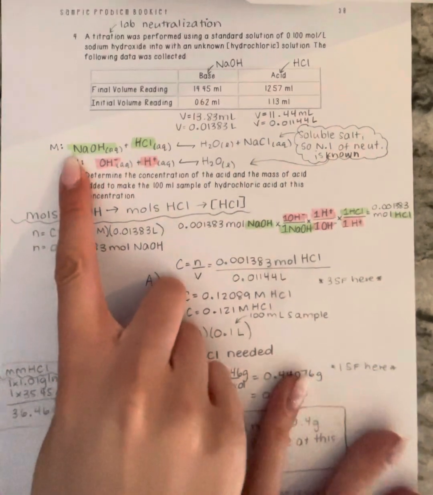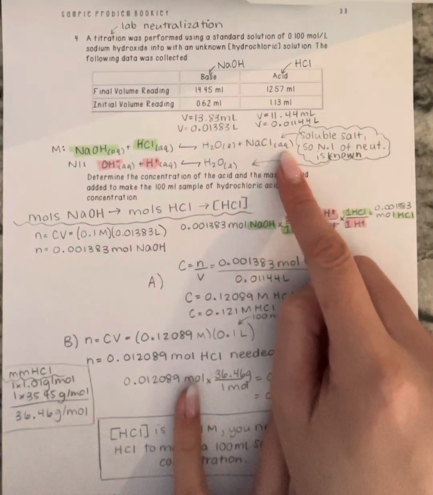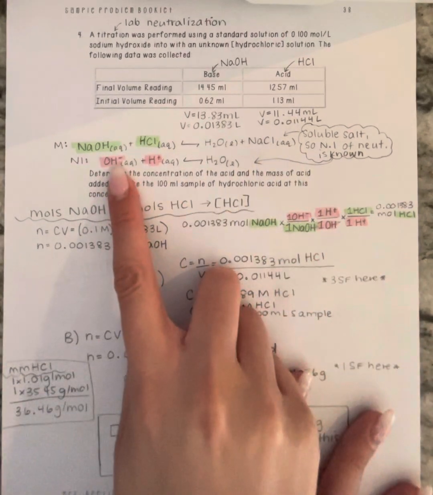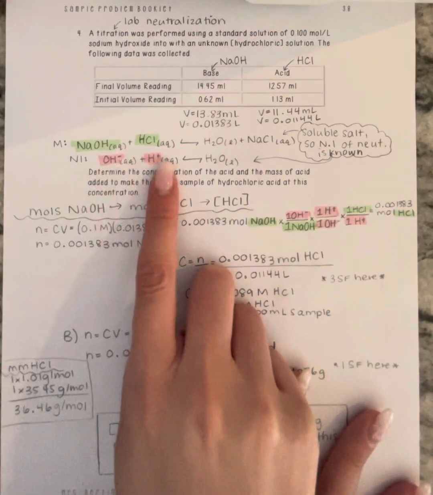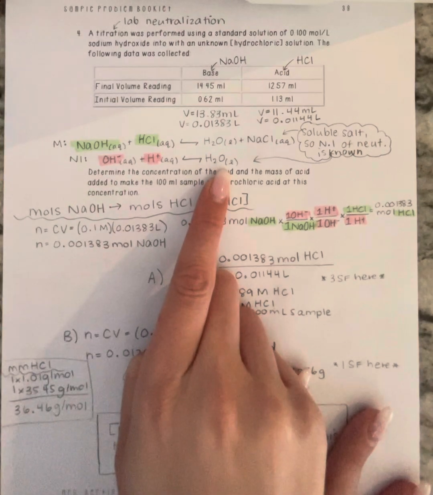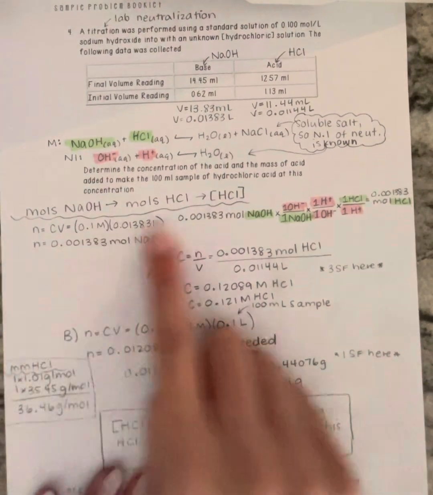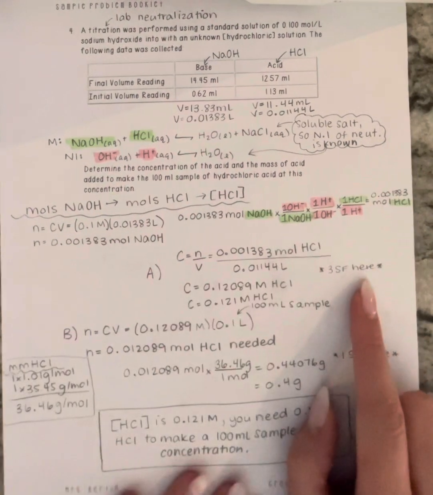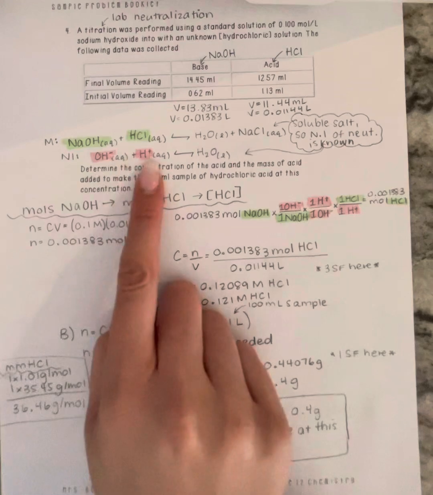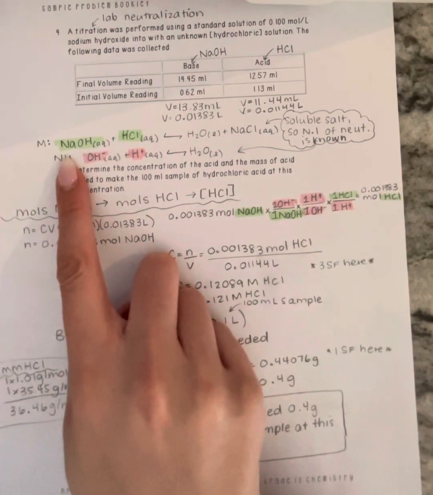I then wrote my molecular equation. Because sodium chloride is soluble, I know that my net ionic equation is going to be hydroxide and hydrogen combined to form water at a 1:1:1 ratio. When I am looking at my actual solving here, again, pink represents things that come from the net ionic, green represents things that come from the molecular.